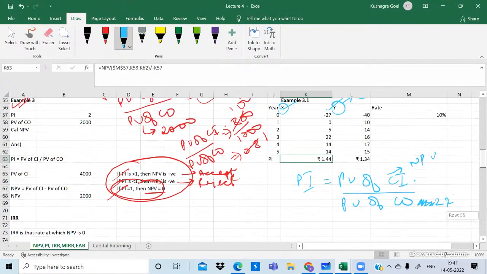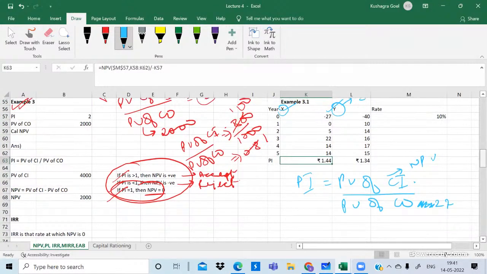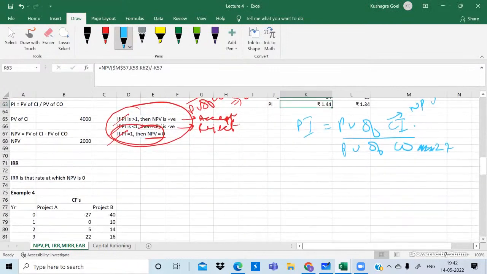Yep. Any other query with profitability index before we look at IRR, internal rate of return? Any doubt with this example 3.1? Okay. Then let's move to IRR.